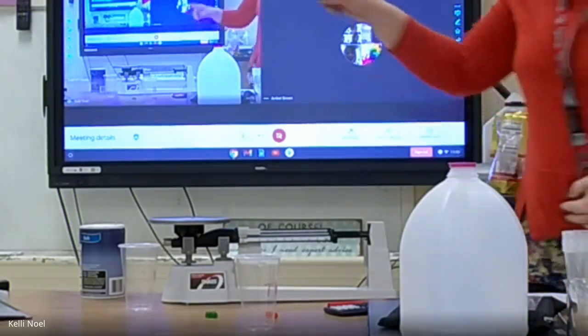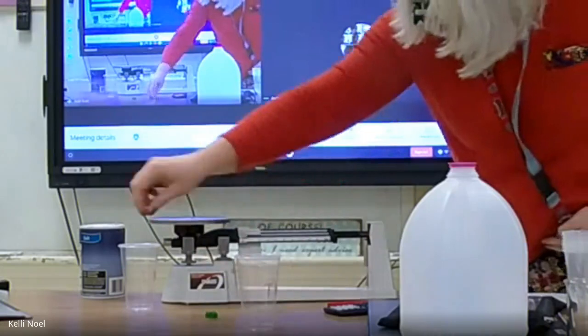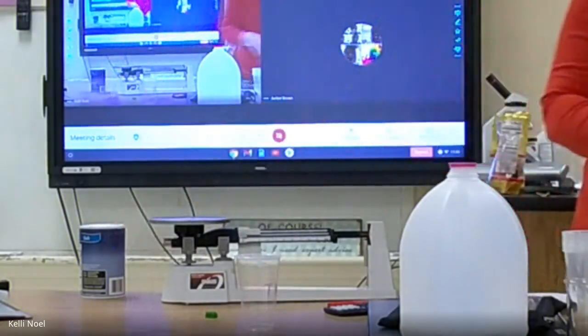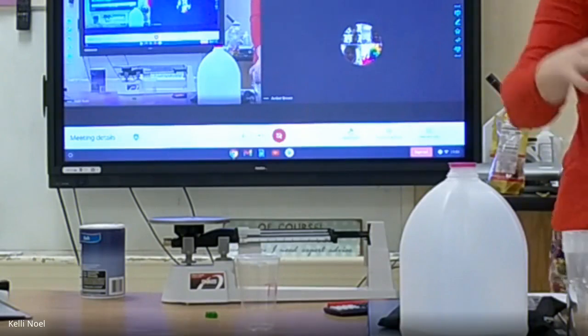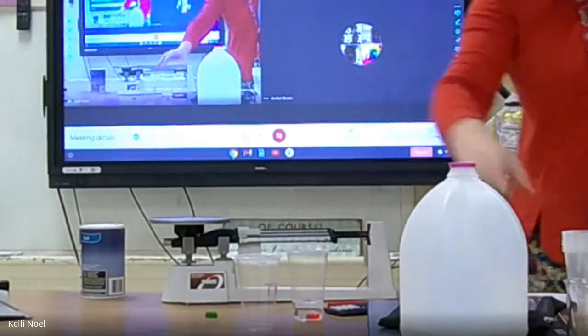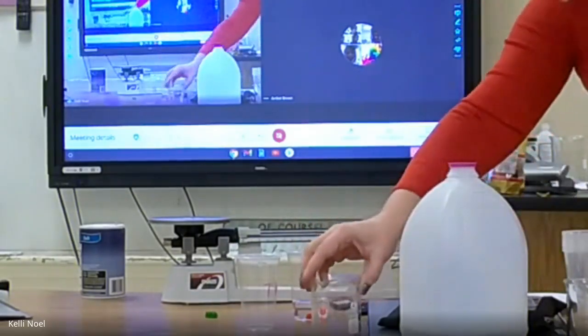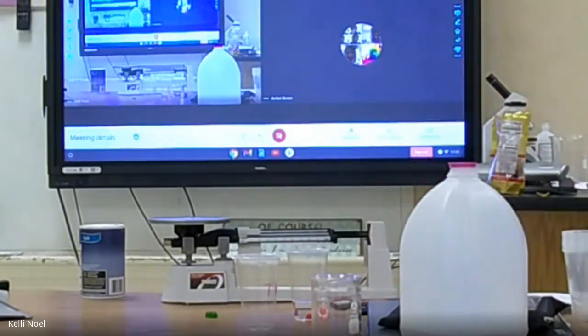So in my distilled water, I said my red one. And I've measured my 50. I'm going to pour it in. And then I'm going to set it to the side. I'm going to take this other beaker and I'm going to go to the sink and I'm going to fill it to 50.